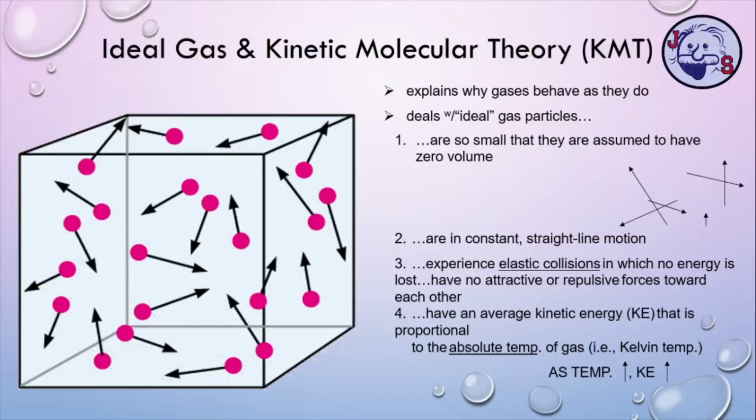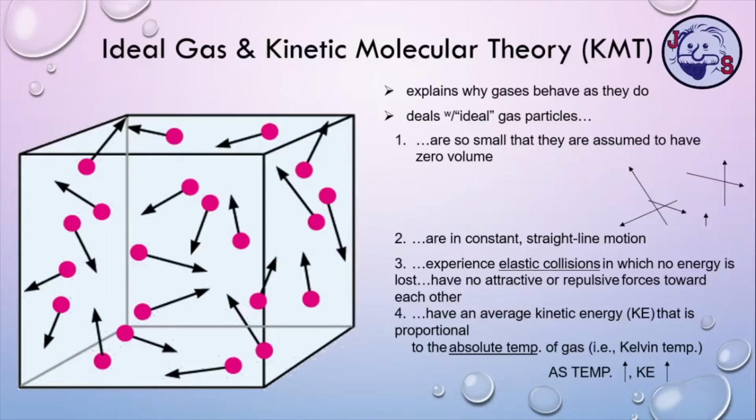And the fourth one is the average kinetic energy is directly proportional to the temperature. The faster the movement of the molecules, the higher the temperature. So that is the fourth assumption. These four assumptions tell us that these gas particles behave ideally.